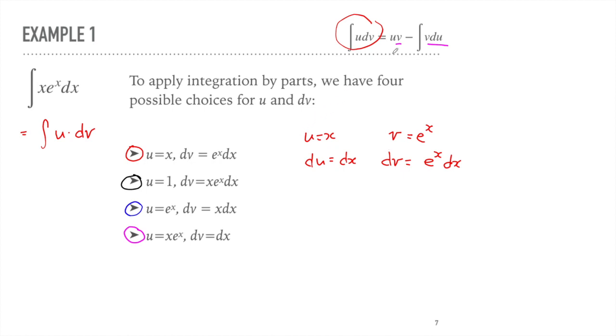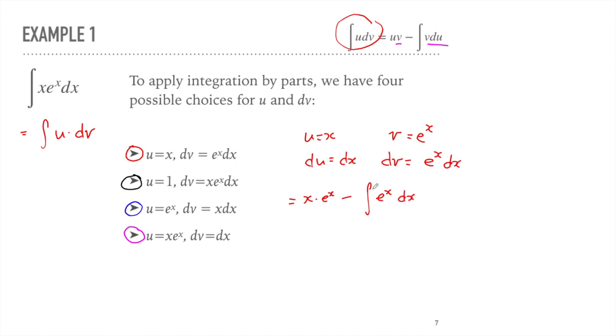Applying the formula, this will be u times v. So, meron na tayo dito x times e to the x minus integral ng v times du, e to the x dx.